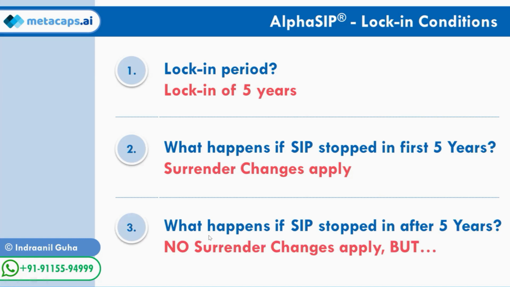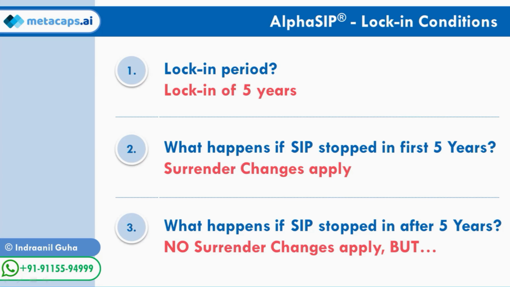There is a second condition. What happens if you discontinue at the end of 5 years? Now, the ULIP that we are offering to you right now is of HDFC Life. The ULIP plan is called Click to Invest. When you start the SIP, the minimum SIP term for Click to Invest is actually 10 years.